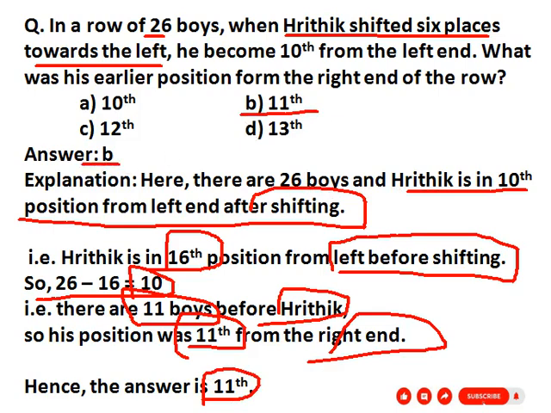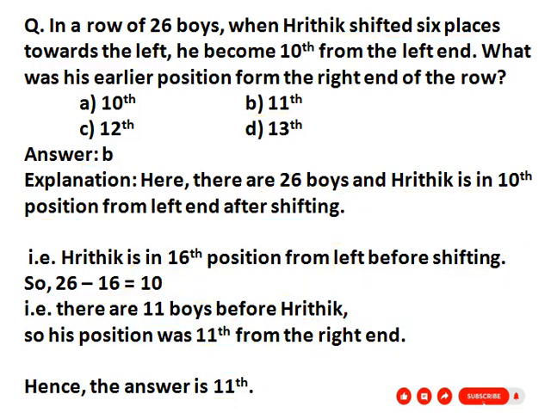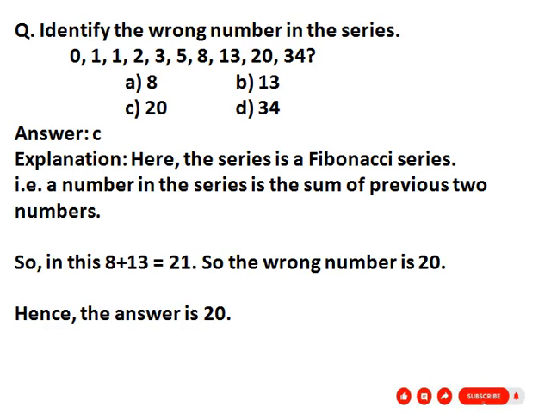Our next question is identify the wrong number in the series. The given series is 0, 1, 1, 2, 3, 5, 8, 13, 20, 34. So what is the wrong number?